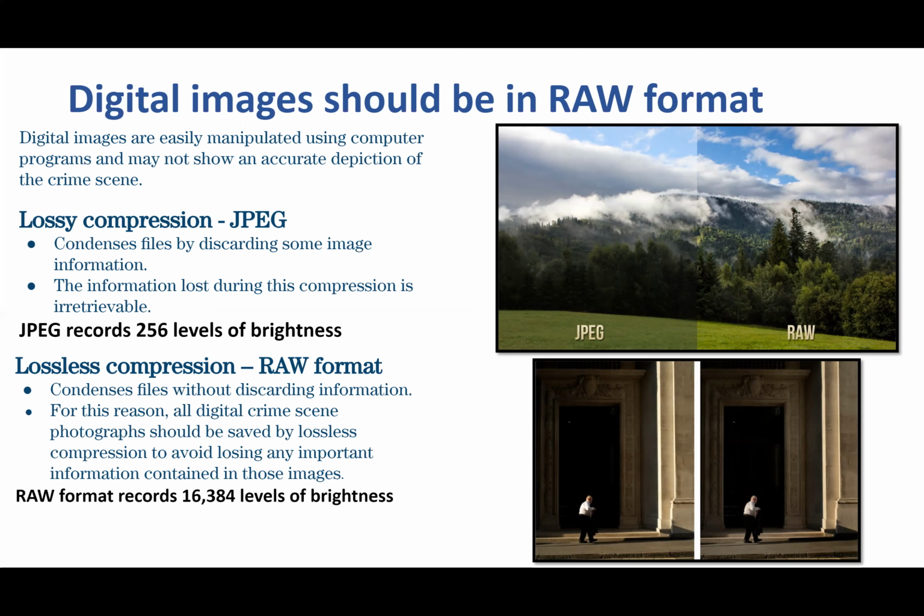So RAW format records 16,384 levels of brightness. And so in both of these images, you could see the difference. So much more detail, obviously, if you have a lot more levels of brightness. Also, the file format is going to be much, much larger, you can imagine, but required for photographs used as evidence.